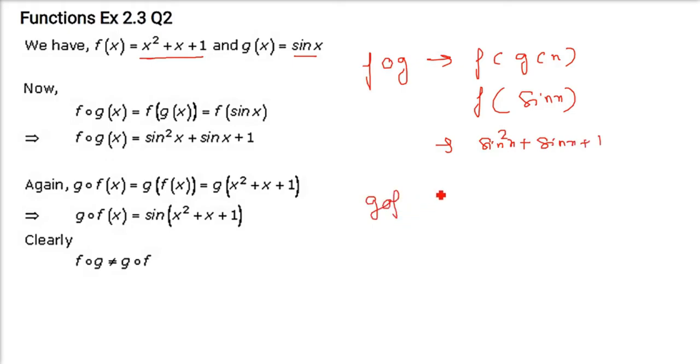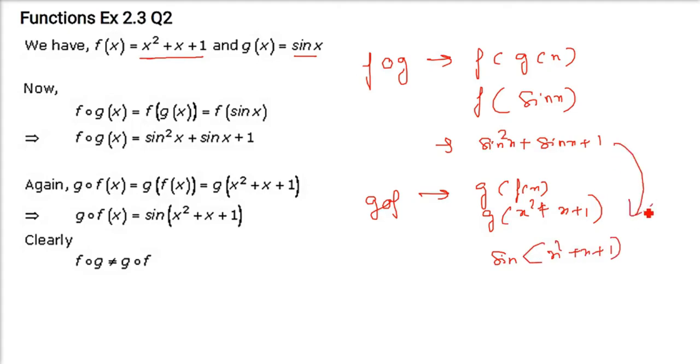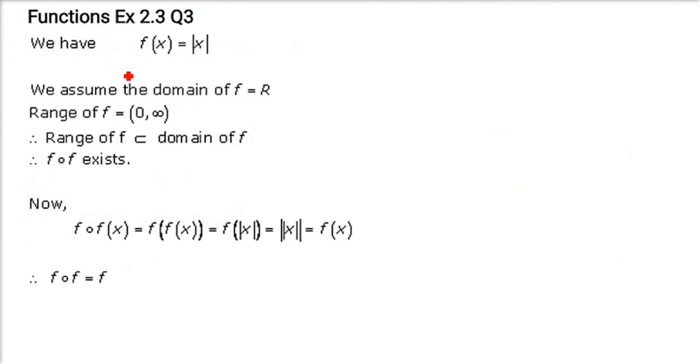gof. So what is gof? g of f(x). f(x) is x square plus x plus 1. So now this x square plus x plus 1 is your x, and this has to be replaced in place of x in sin x. What are you going to get? This is sin of (x square plus x plus 1). So the domain and range of the first function is all real numbers. The range is somewhat different, but we have already discussed x square plus 1, what it will give.